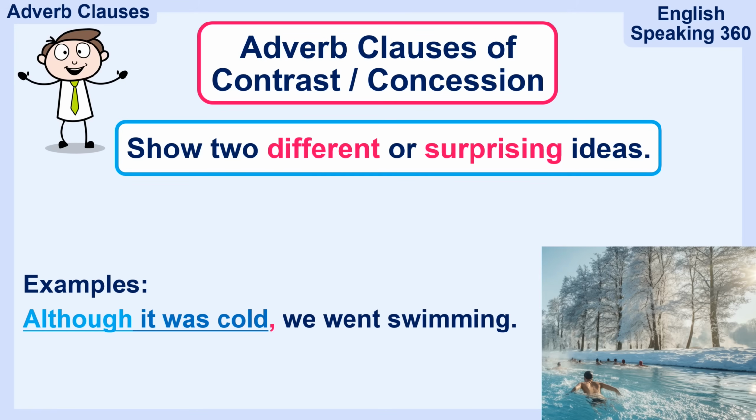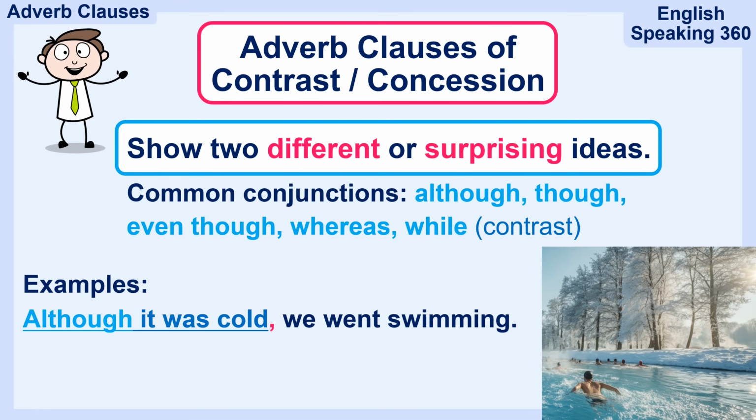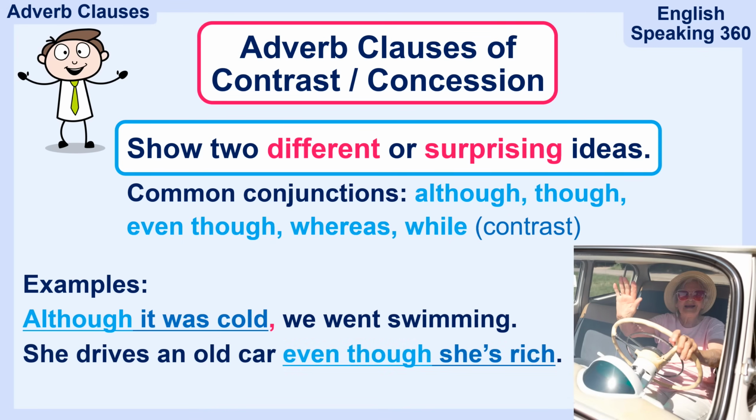Although is a very nice conjunction, it's a little bit formal, but you can also use though, even though, whereas, and while used for contrast. She drives an old car even though she's rich. She's a rich old lady, but she drives an old car. That doesn't really match. They are very different. A rich person usually drives a new car. So that is surprising also, even though she's rich. But there's no comma here because the adverb clause comes after the main clause.